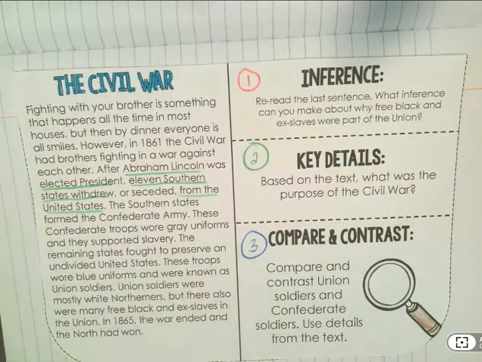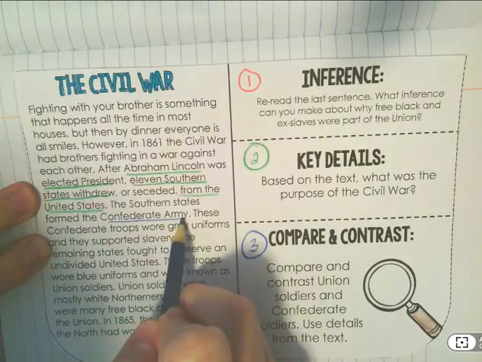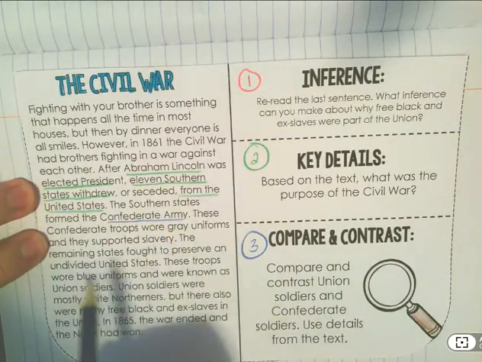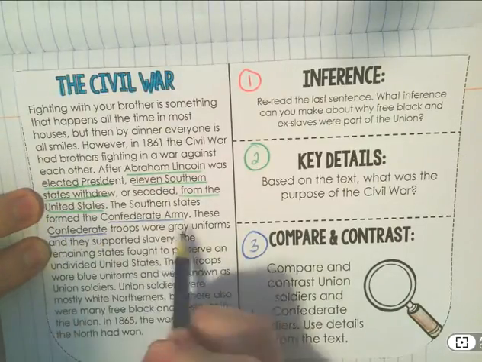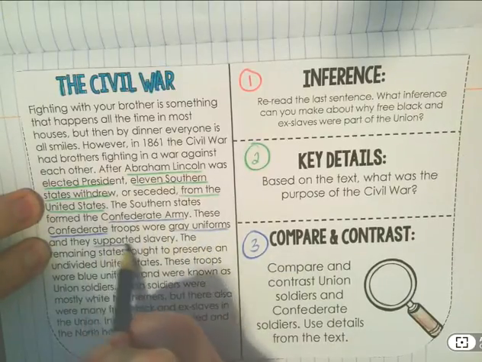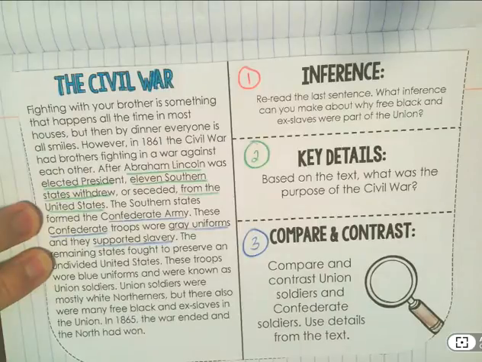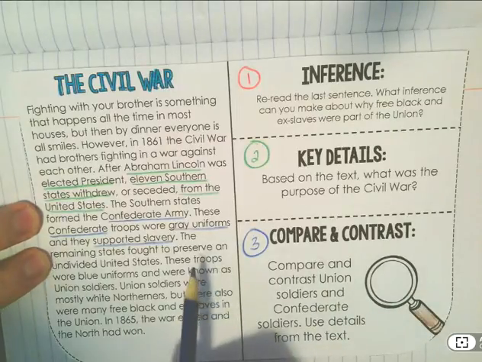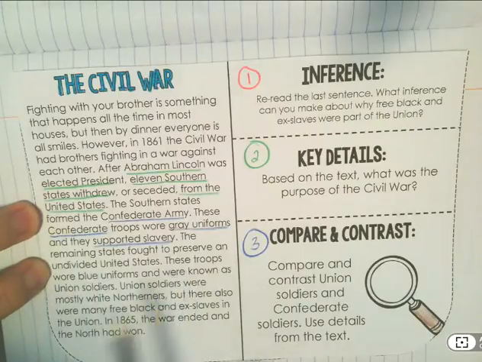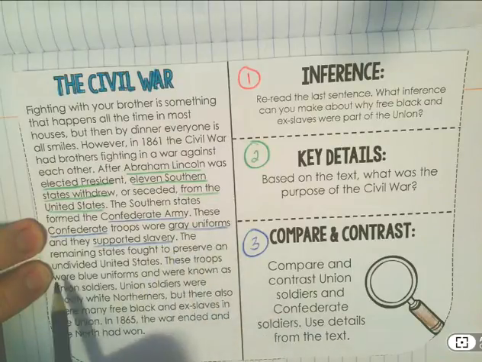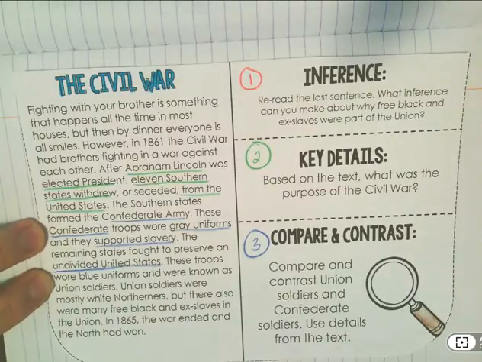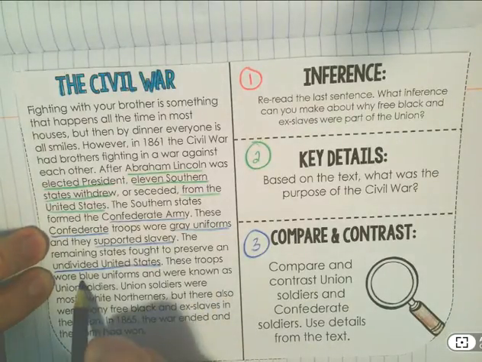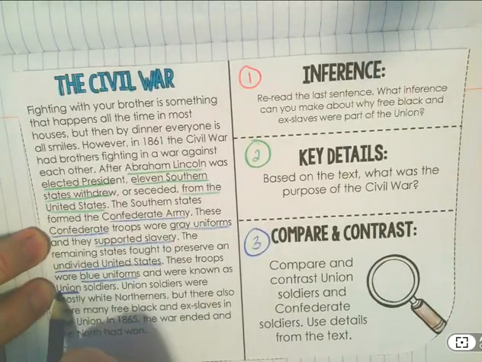All right, there's that Confederate Army that we're supposed to be paying a little bit of attention to for the compare and contrast. These Confederate troops wore gray uniforms and they supported slavery. So Confederate, they wore gray uniforms and they supported slavery, which meant that they felt like it was okay and they wanted to continue doing it. The remaining states fought to preserve an undivided United States. Right there, it's talking about our Union. They wanted an undivided United States, which means that it wasn't broken up into pieces. They wanted everybody to stay together. These troops wore blue uniforms and were known as the Union soldiers.